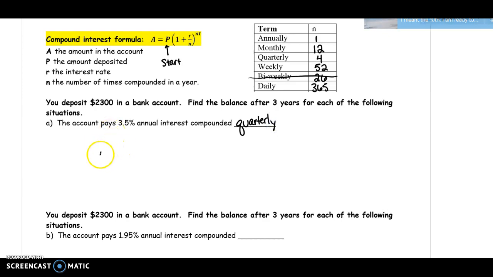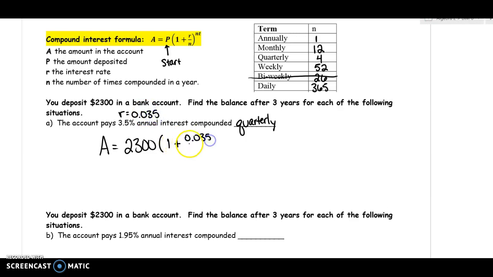So using this formula, our total amount is going to be whatever we start with, 2,300, times 1 plus, for R, we're going to use our interest rate, but we have to write 3.5% as a decimal. 0.035 divided by n, that's how often we compound. Quarterly, your n will be 4, raised to the n times t. So that 4 needs to go up here as well, and then t.